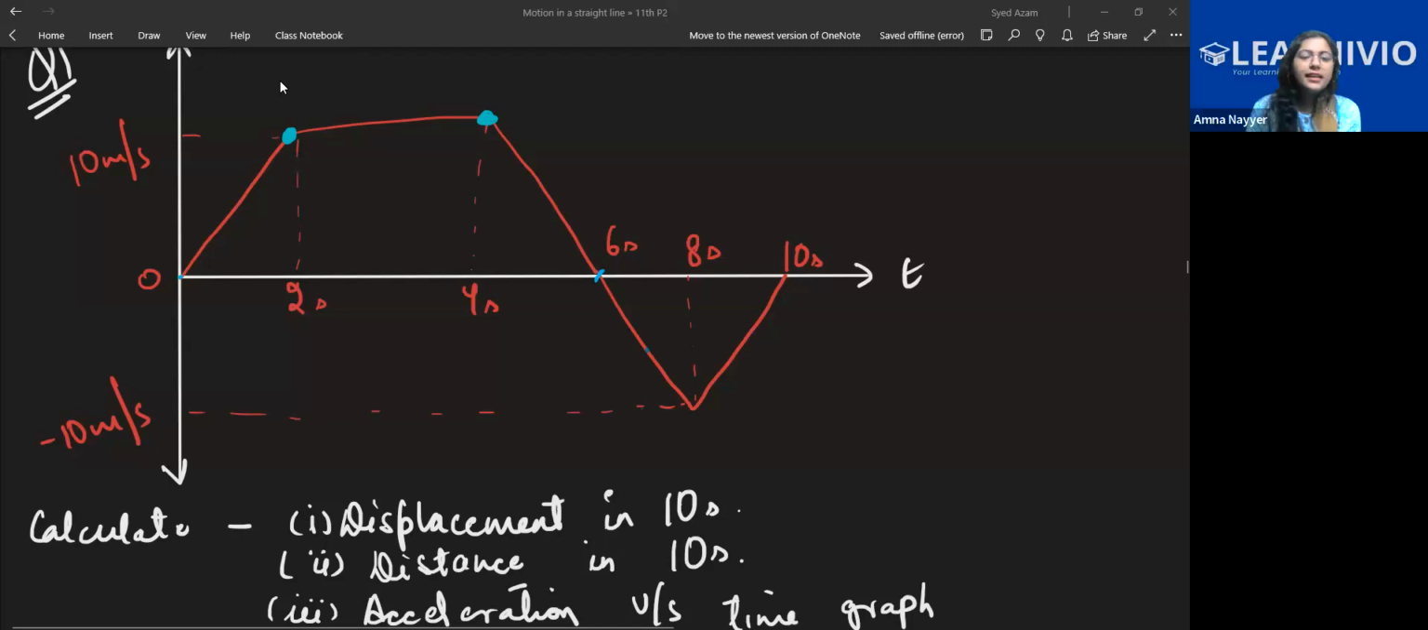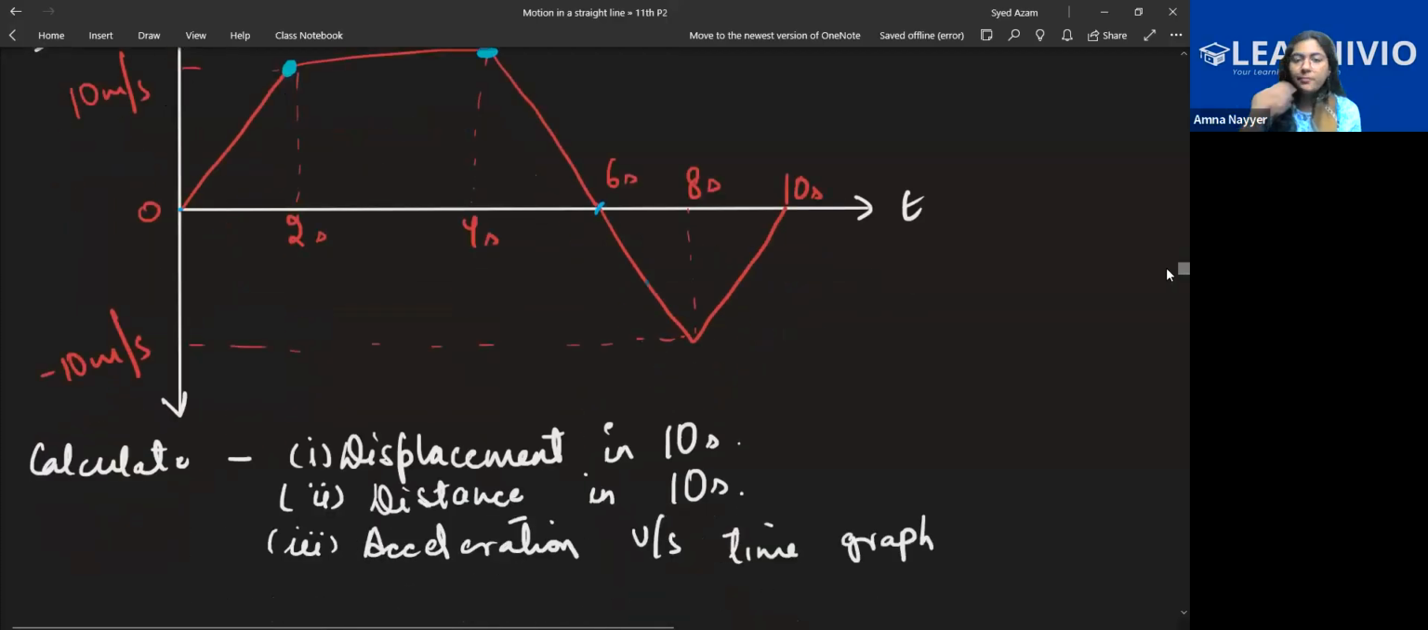Okay class, see, this is a graph. You have to now read the graph. This is a graph between what? Velocity versus time. So this is a velocity-time graph.